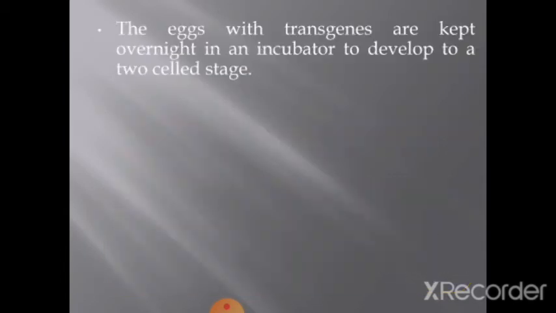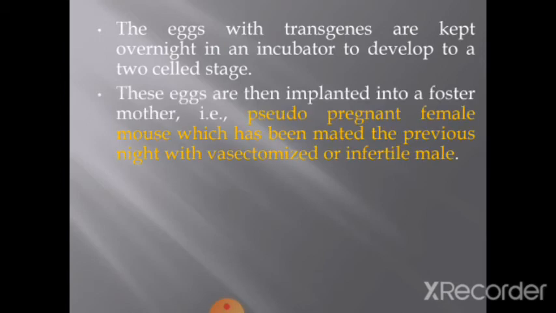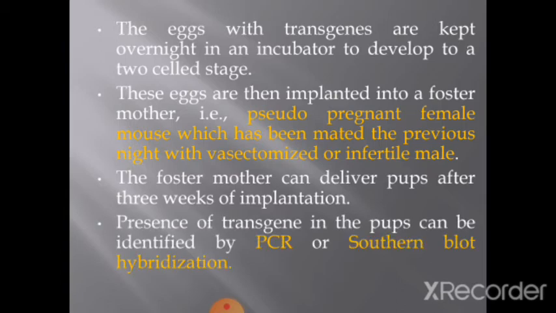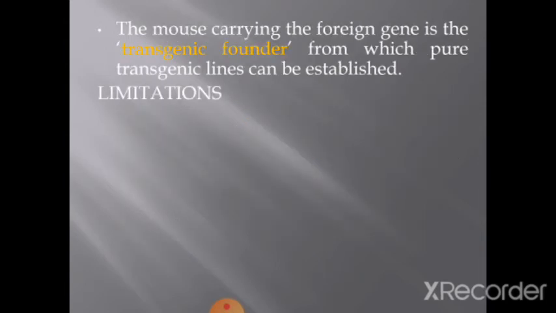The eggs with transgenes are incubated. Then two-celled eggs are implanted into a foster mother. Then they will deliver the pups after 3 weeks of implantation. Then the presence of the transgene can be identified by PCR or Southern blot hybridization. You can establish a transgenic founder from which you can establish transgenic lines. This is what I have explained right now.